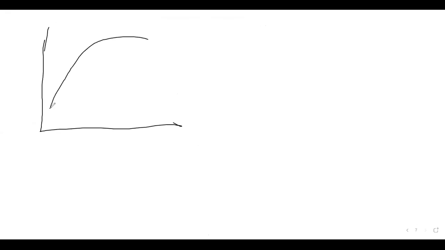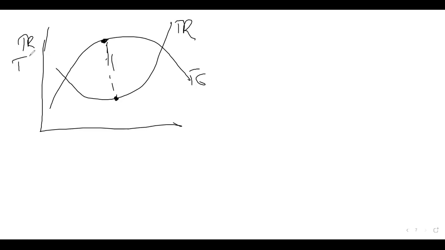our total revenue curve is like this. Our total cost curve is like this. So the maximum total revenue is here. The minimum total cost is here. So this is the point where you maximize profit, because we have the maximum total revenue. Okay, so this is the total cost, and then this is the total revenue.